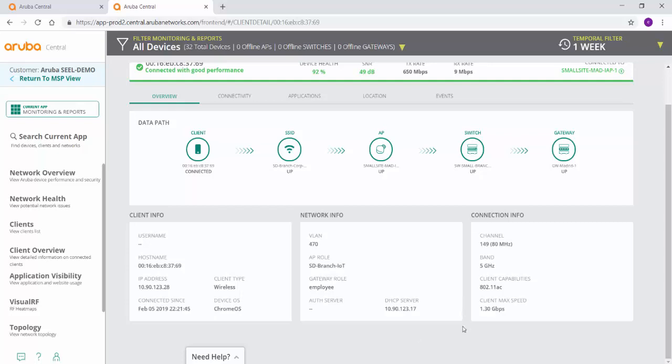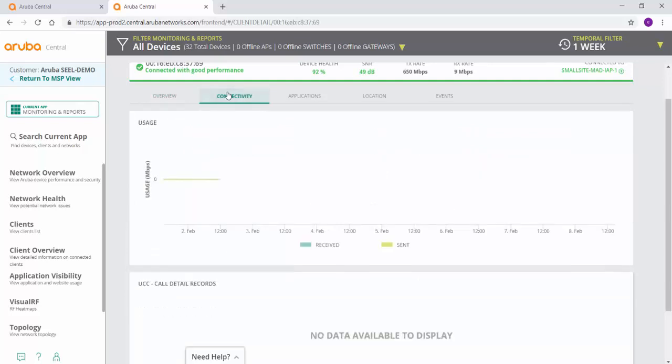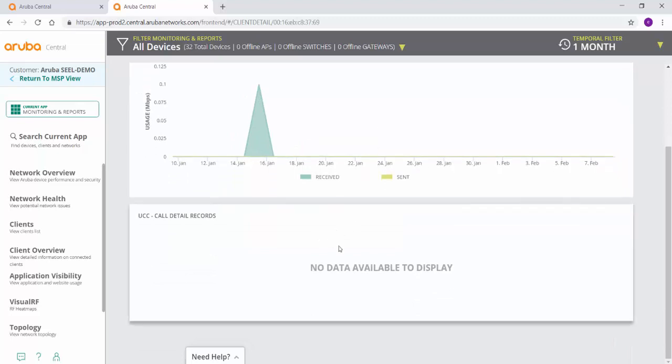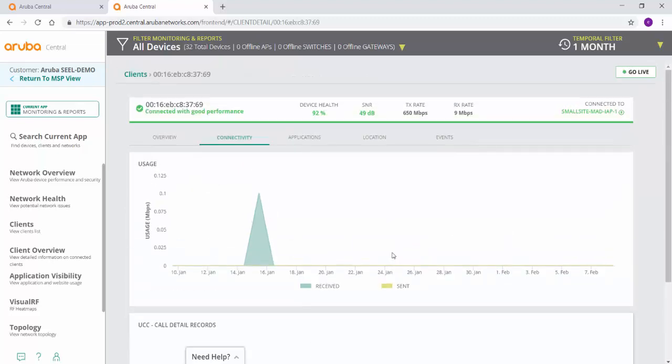Now, what we see down here are details around the client: its IP address, its role from the gateway, so this is an employee, what DHCP server it's using, and what channel it's connected on. If we were using 802.1X, we would also get the client's username. Let's have a look at the connectivity for this particular client, and we might see if we can go back a month to get some stats. Here we can see how the client is connected. If the client was making any Skype for Business calls, like Airwave, they would be reported here.